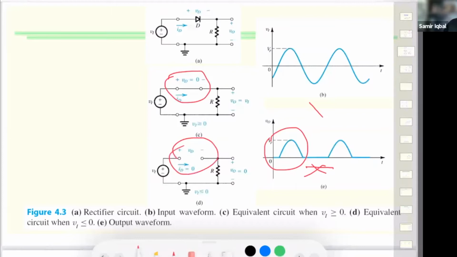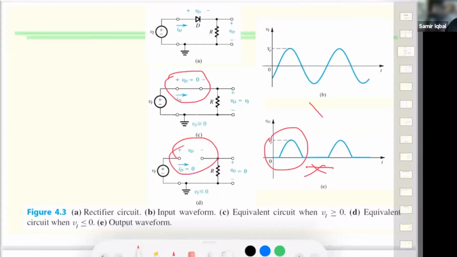Or for the negative signal, when the diode becomes reverse bias, you can say this is an open circuit. So note here, we haven't put any values on voltage right now. When we put the numbers, then we have to see which numbers are higher to see if it's forward biased or reverse biased.